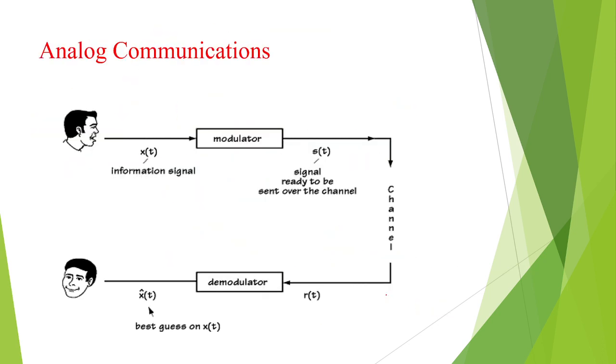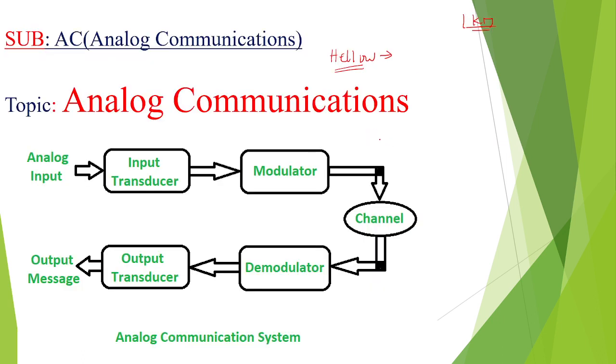Coming to the applications, analog communication is required everywhere. In mobile communications, in satellite communication, point-to-point communications, military applications, everywhere analog signals are transmitted. That is the importance of analog communication systems. Finally, analog communication means if you transmit an analog signal directly, then it is called an analog communication system.